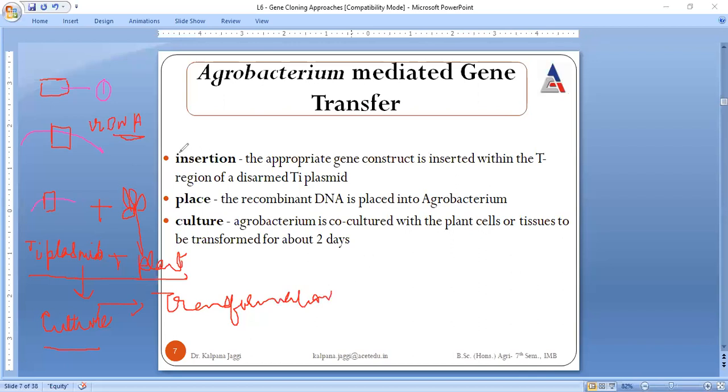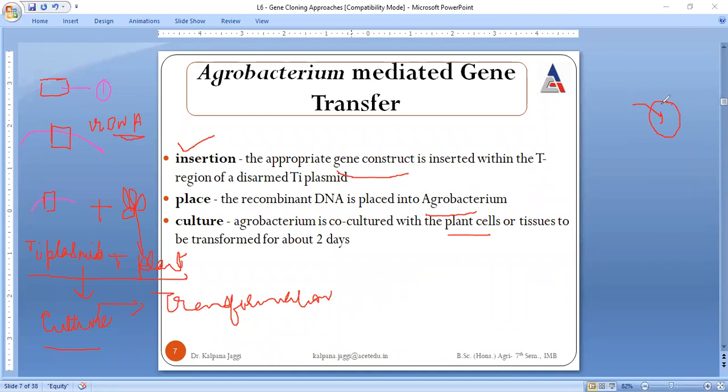So after the construction of a particular gene and after its insertion into the disarmed Ti plasmid, it is to be placed near the agrobacterium, and later on this agrobacterium is to be cultured with the plant cell, so that transformation takes place. Transformation means there is uptake of this recombinant DNA by the host cell, because normally, if say this is the plant cell, it is not going to uptake the DNA, right? It is not going to uptake the DNA.